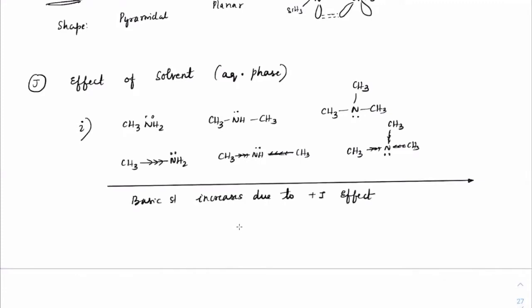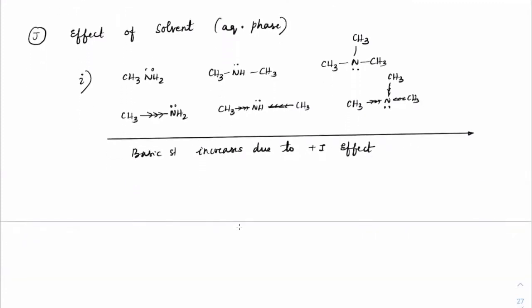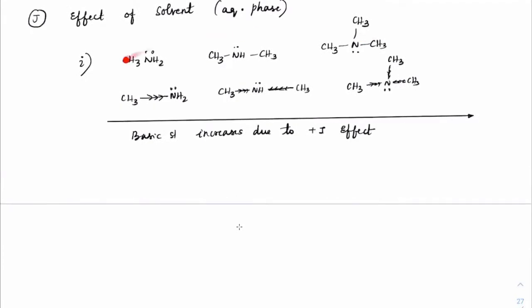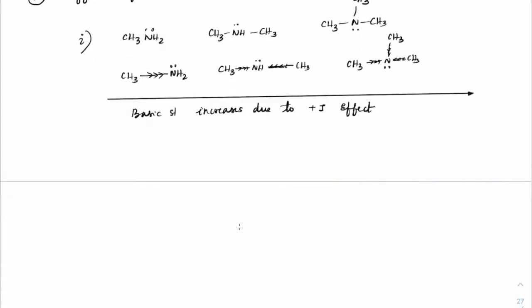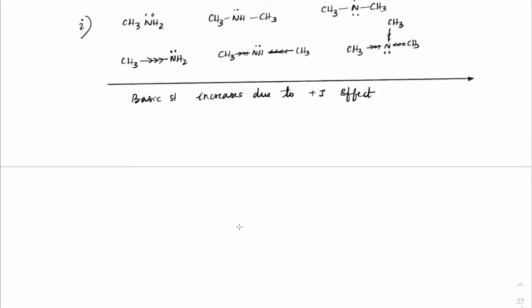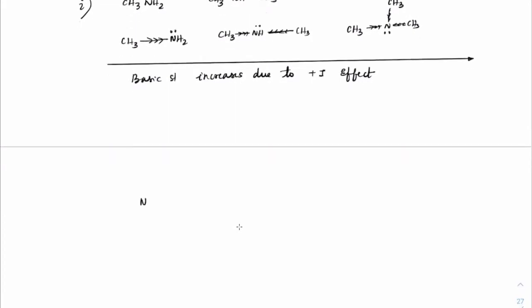Due to the plus I effect. But imagine all of these amines in aqueous solution. In aqueous solution, they will react with water and accept the H plus from water, right? So how would they be now? Now you will have N with one methyl group here, two hydrogens, correct? And one H plus, because it is basic, it gets protonated.